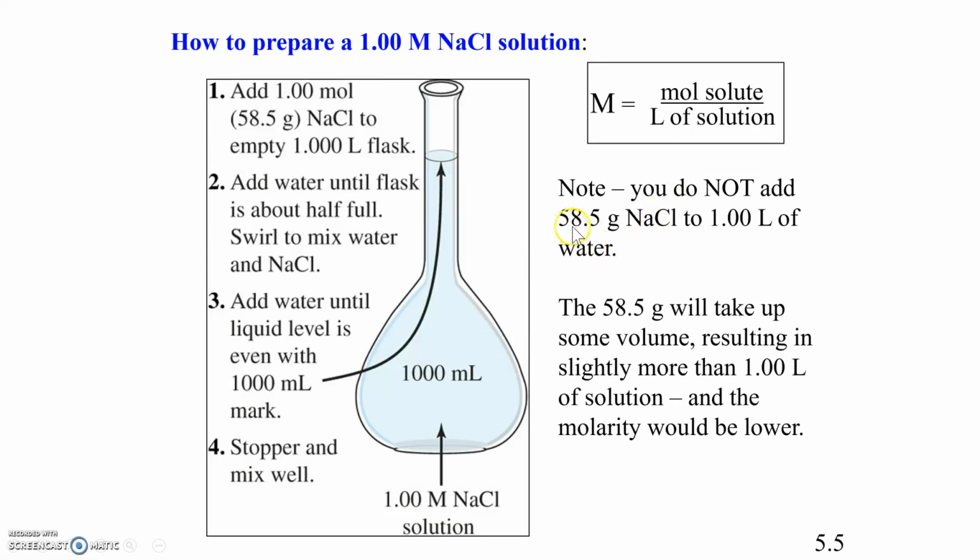Notice we're not adding 58.5 grams to 1 liter. The volume of your solution is the volume of your solute and your solvent combined. So it's the volume taken up by both the sodium chloride and the water. So we want to add that solid first and dissolve it, because that solid will take up some volume.